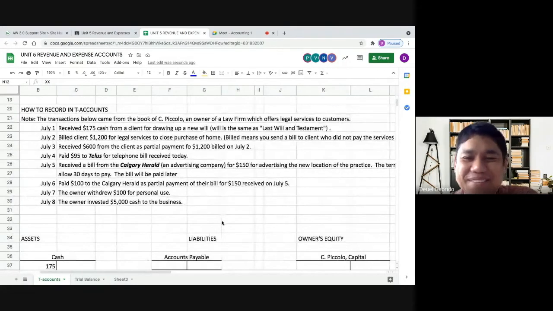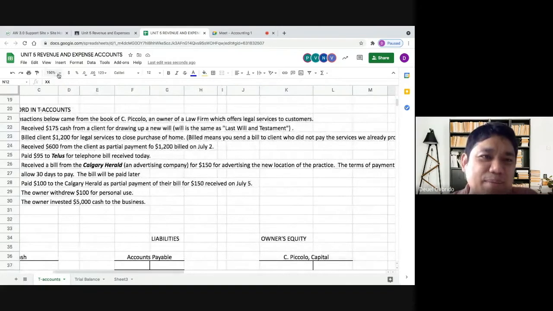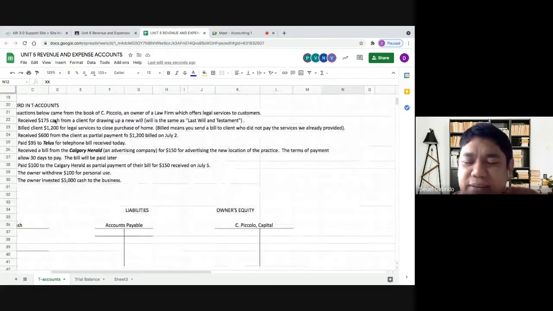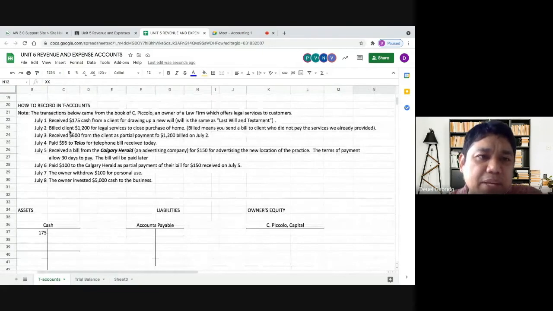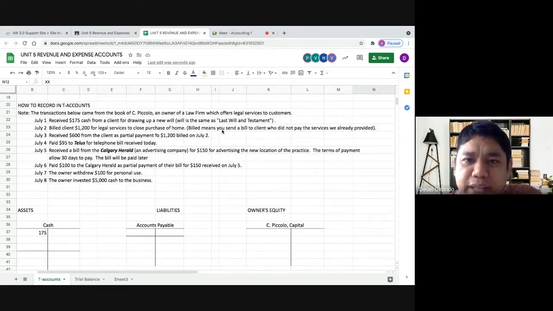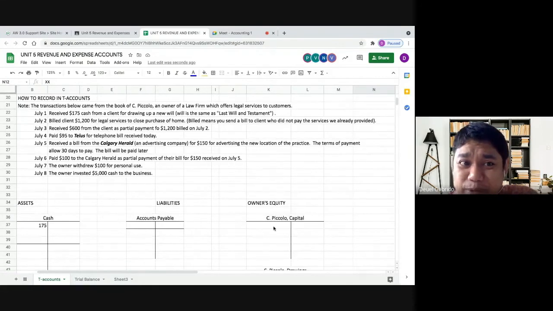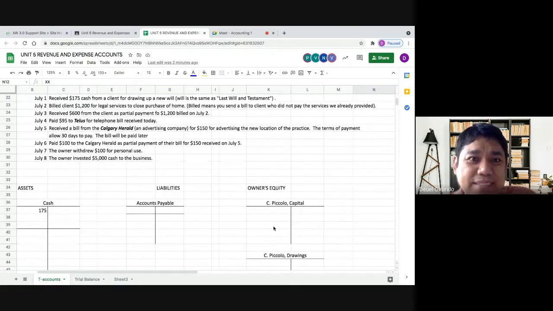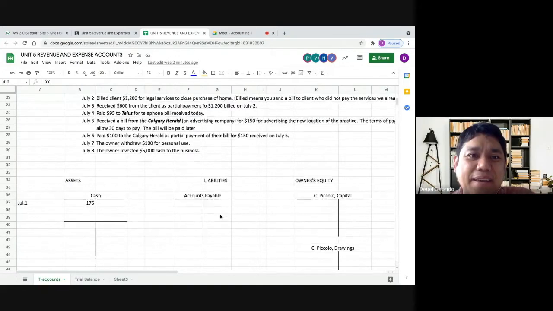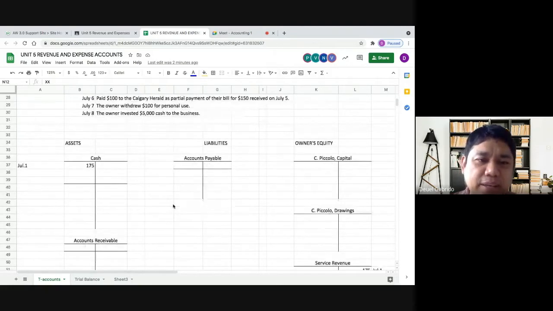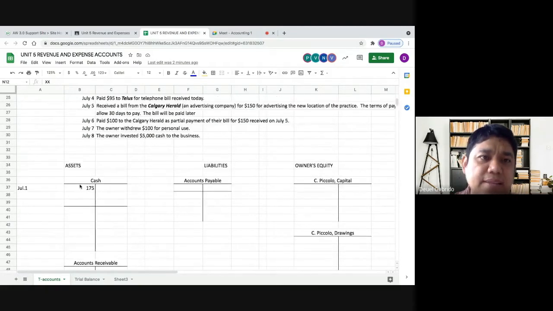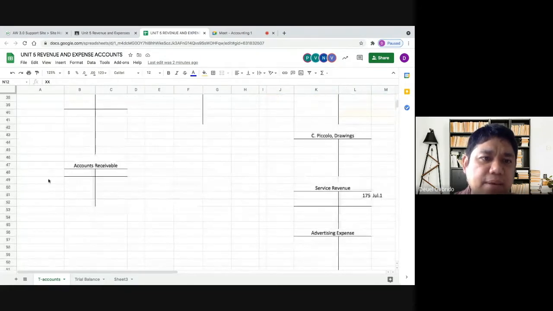Oh, okay. So let's see number 2. Let's go there. I'm excited to do number 2. Let me make it a little smaller because I don't see the remaining. Okay, bill client $1,200 for legal services to close purchase of home. Bill means you send a bill to a client who did not pay for the services we already provided. Did the customer pay cash immediately or no? No. Not yet. So therefore, what's this? Accounts receivable. Very good. So this is an accounts receivable here at the bottom. This is July the 2nd, right? Okay, July the 2nd.